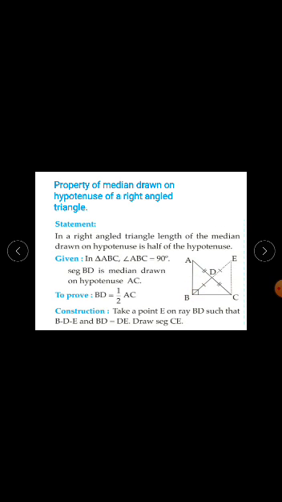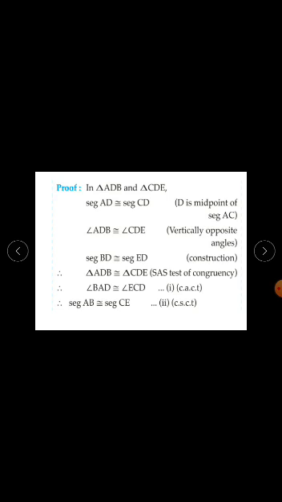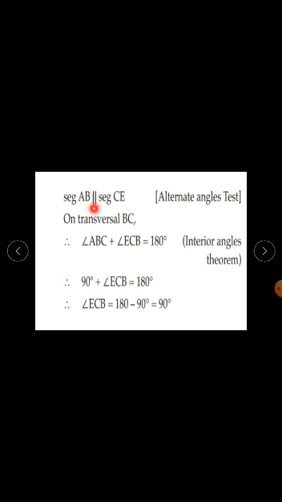These two triangles are congruent by SAS test. Therefore, angle BAD is congruent to angle ECD, reason CACT, and seg AB is congruent to seg CE, reason CSCT. Therefore, seg AB is parallel to seg CE. These are alternate angles, and when alternate angles are congruent, lines are parallel. Reason is alternate angles test.